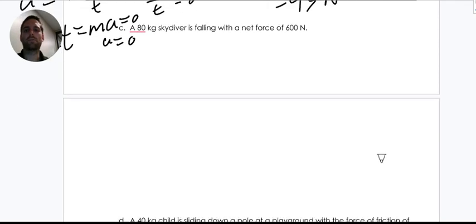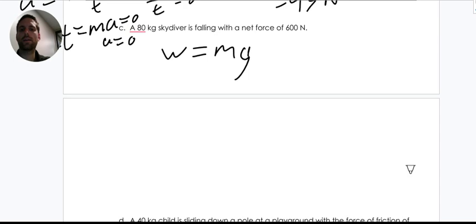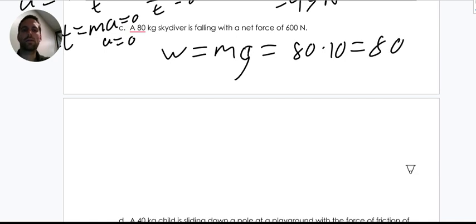Alright, for this problem, it's an 80 kilogram skydiver, that's a mass. So weight equals mass times acceleration due to gravity. We'll say that's going to be 80 times 10. So 800 newtons. And I'll draw a little diagram or a little person. And he has a parachute.